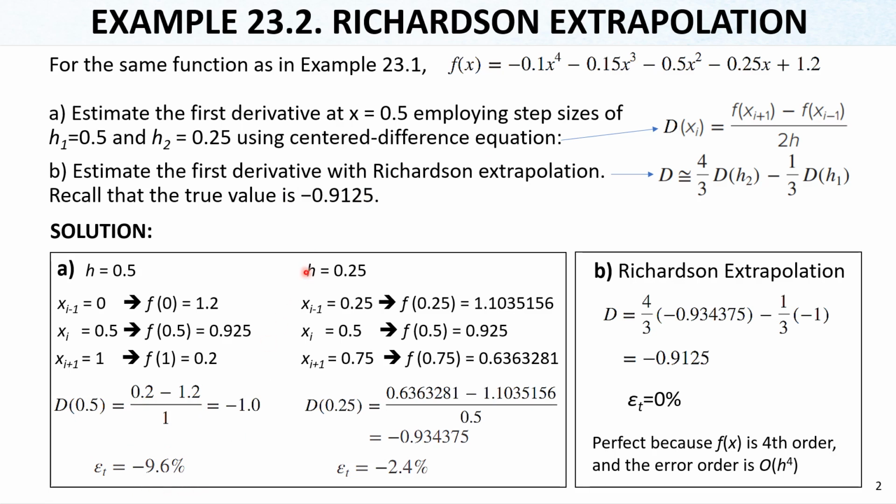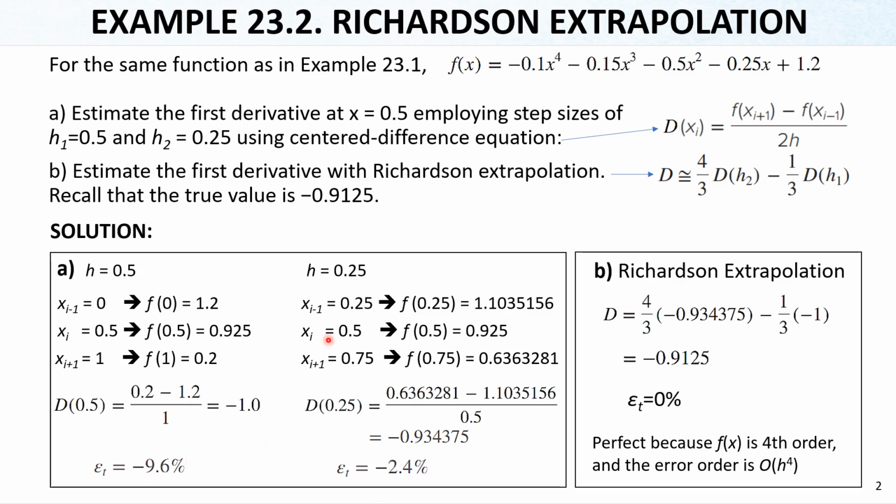Let's use the same for 0.25 step size. Of course, this time from xi, subtract 0.25 and add 0.25 to get xi minus 1 and xi plus 1, and use them in the function here to get the function values. Then use these function values in here to get the derivative. Over here you can see the error is 2.4%. Because we reduced the step size, we have a better approximation compared to this one.